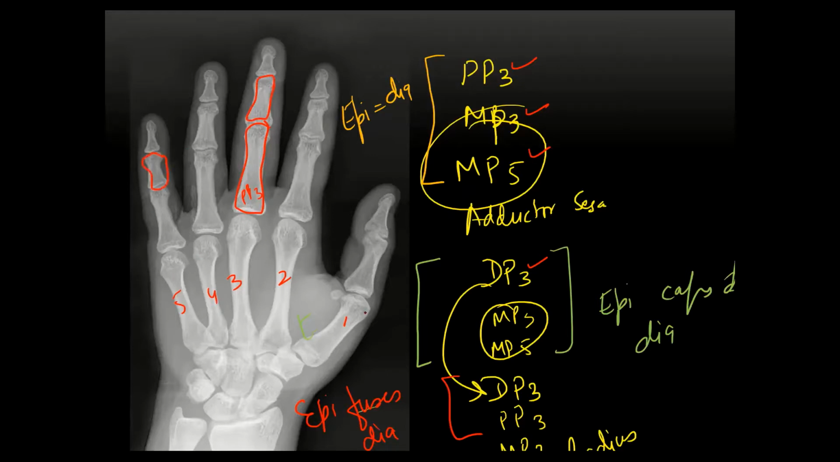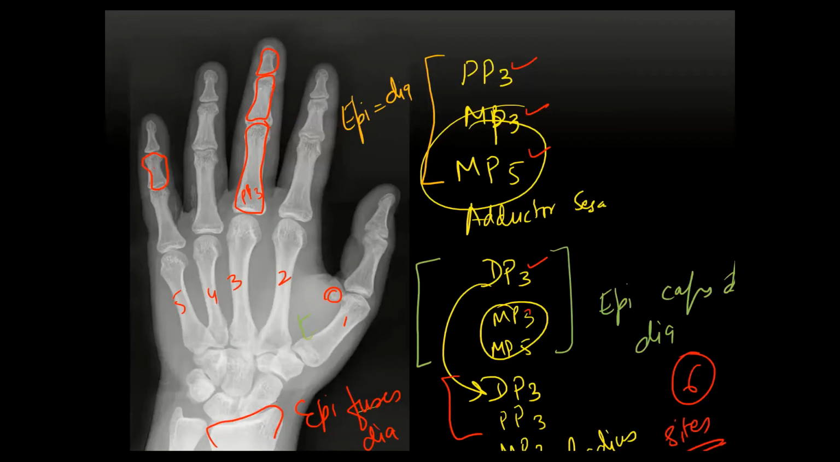Then is the adductor sesamoid. Then is the distal phalanx of the third finger. Then the middle phalanx of the third finger. These two are done. Then DP3 is the distal phalanx of the third, done. Proximal phalanx of third, middle phalanx of third. And then is the radius. Now a question is asked: how many sides are there? 1, 2, 3, 4, 5, and 6. So there are 6 sides.